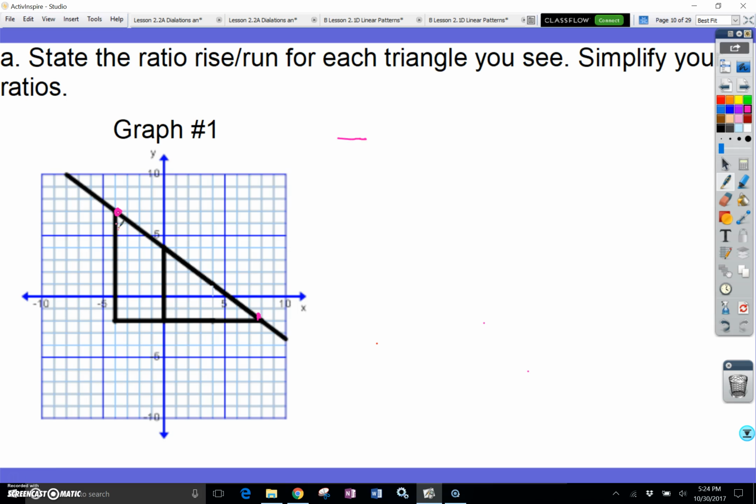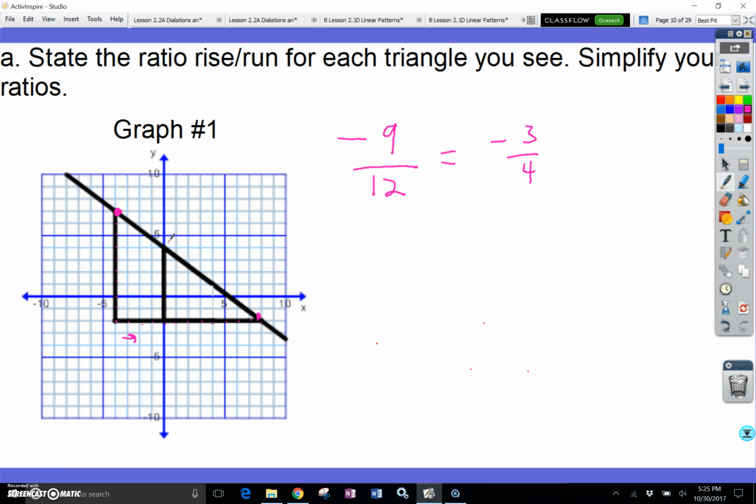So I'm going to go down 1, 2, 3, 4, 5, 6, 7, 8, 9. I just went down 9, and now I'm going to the right. That's still a positive direction. 1, 2, 3, 4, 5, 6, 7, 8, 9, 10, 11, 12. And that reduces to negative 3 over 4.